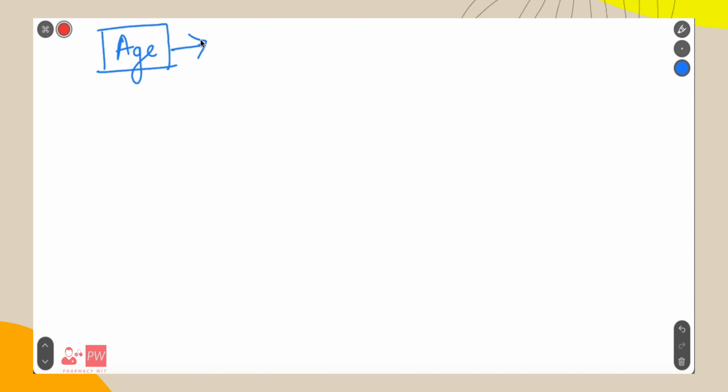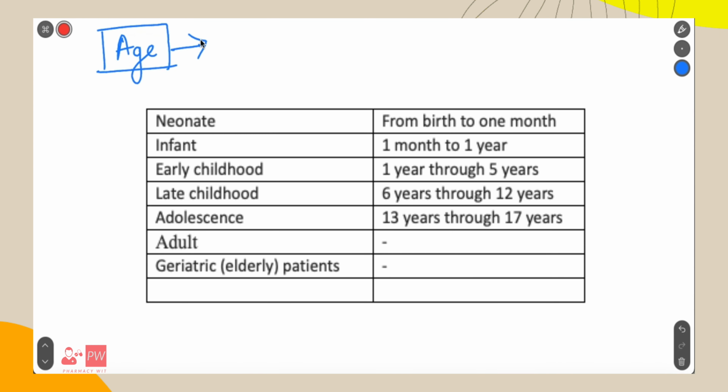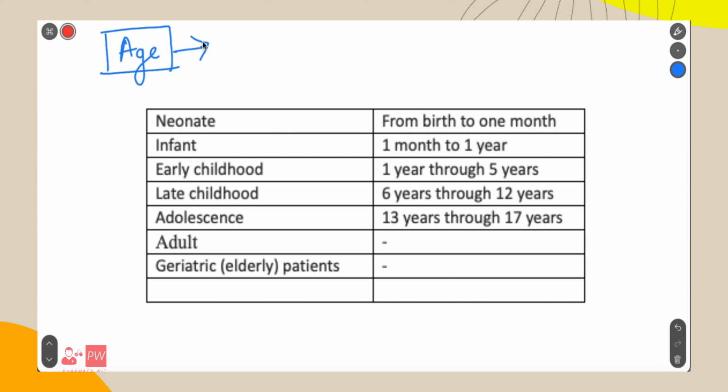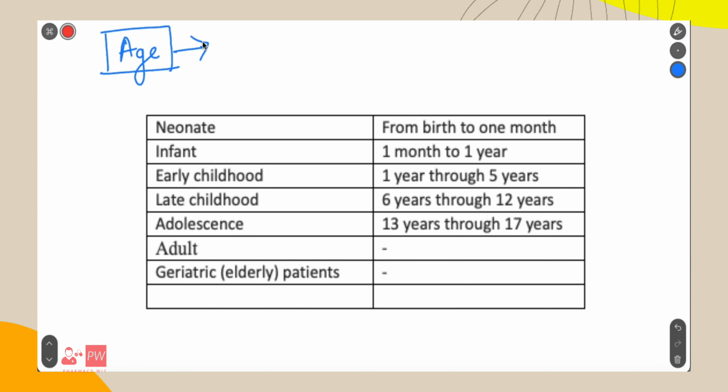Human beings can be categorized into the following groups, as you can see here in the table. The first one is neonates, from birth to 1 month. Second is infant, from 1 month to 1 year. Early childhood, 1 year through 5 years. Late childhood, 6 years through 12 years. Adolescence, 13 years through 17 years of age. Then adult, then elderly patients or old patients.